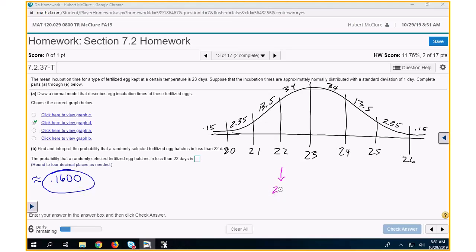Z-score, Hubert. That's right, class. 22 minus 23 over 1, which is going to be what? -1. So in your calculator, I need you to give me the area between, what's this area called? Negative infinity to what? -1. Now, if you have your calculator, you can type in 23 and 1, and you don't have to change it into a z-score.